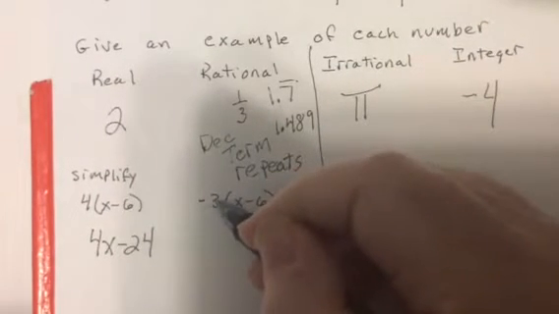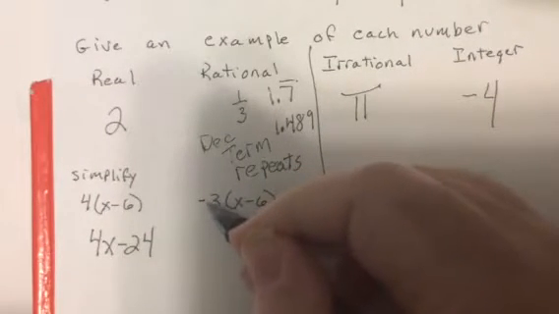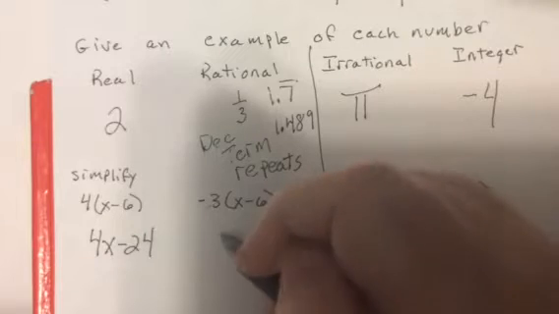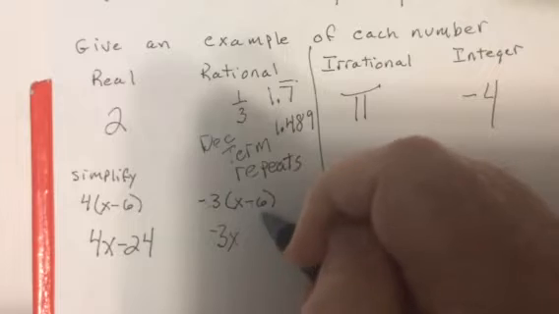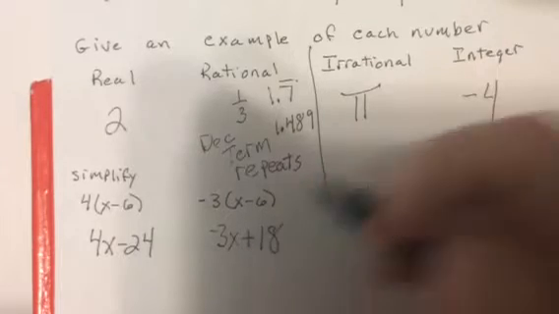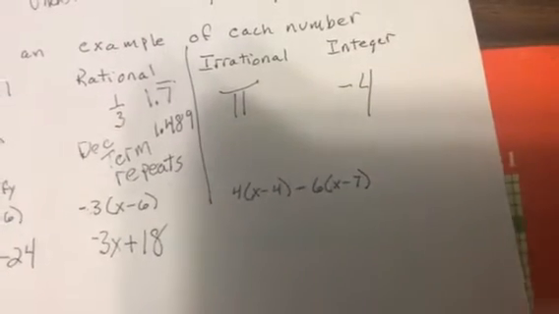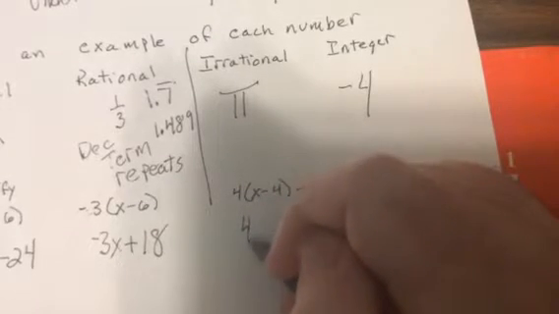Distribute the negative 3. Now the sign in front of the number goes with that number. So negative 3 times 1x is negative 3x. Negative 3 times negative 6 is plus 18. Yes. Here, distribute the fourths.